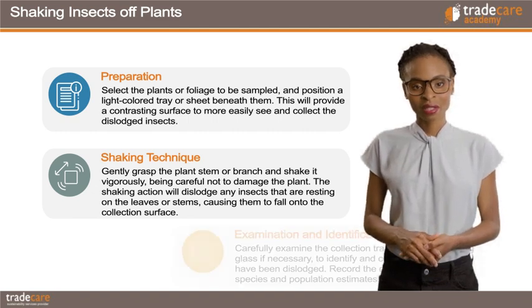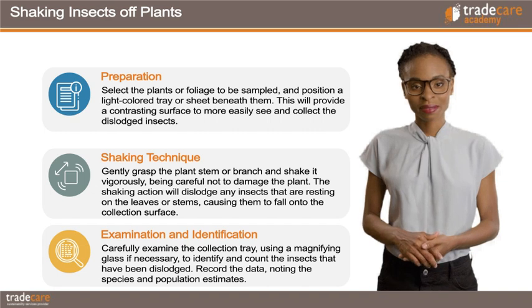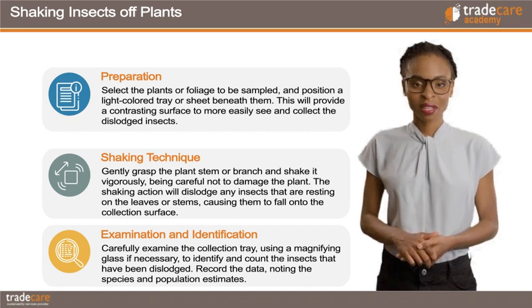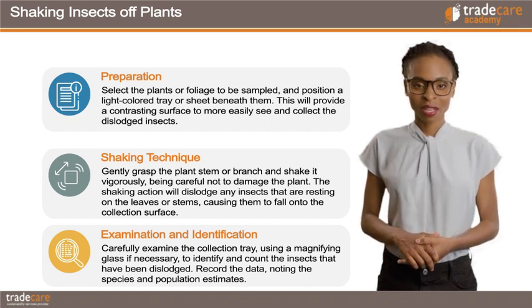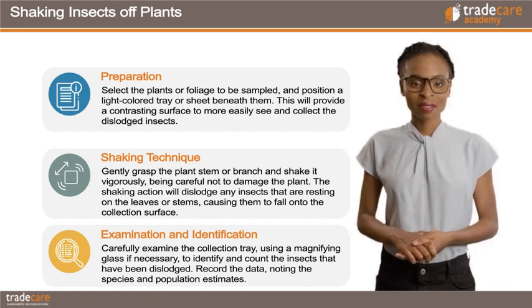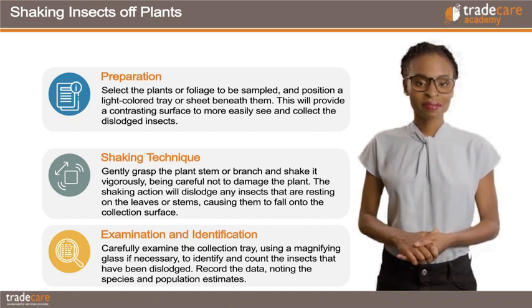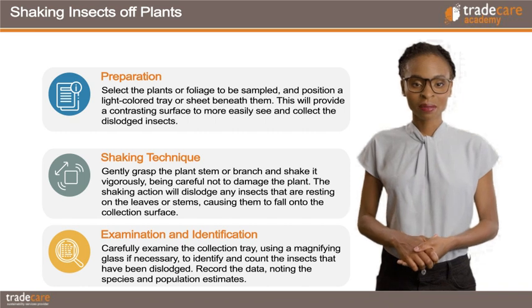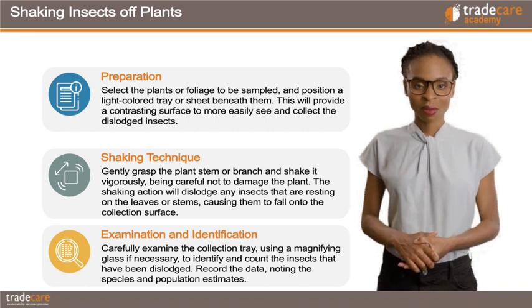Finally, examination and identification. Carefully examine the collection tray, using a magnifying glass if necessary, to identify and count the insects that have been dislodged. Record your data, noting the species and population estimates to contribute to your monitoring efforts.